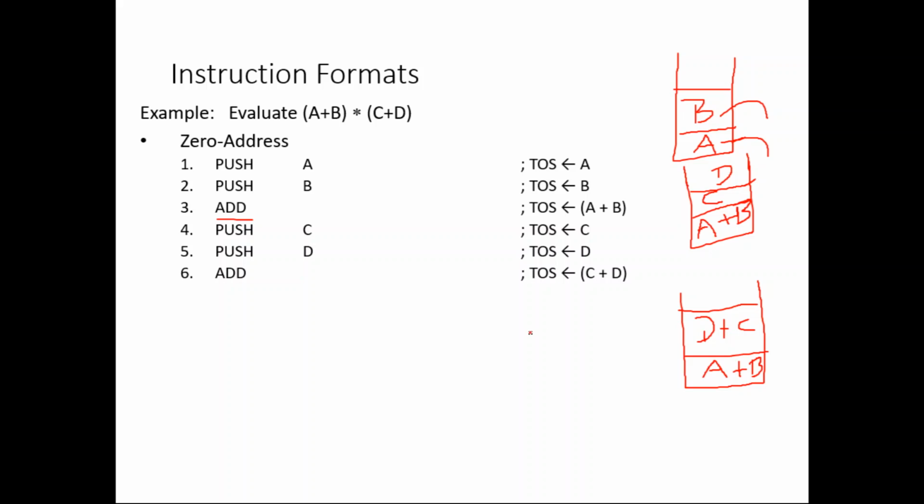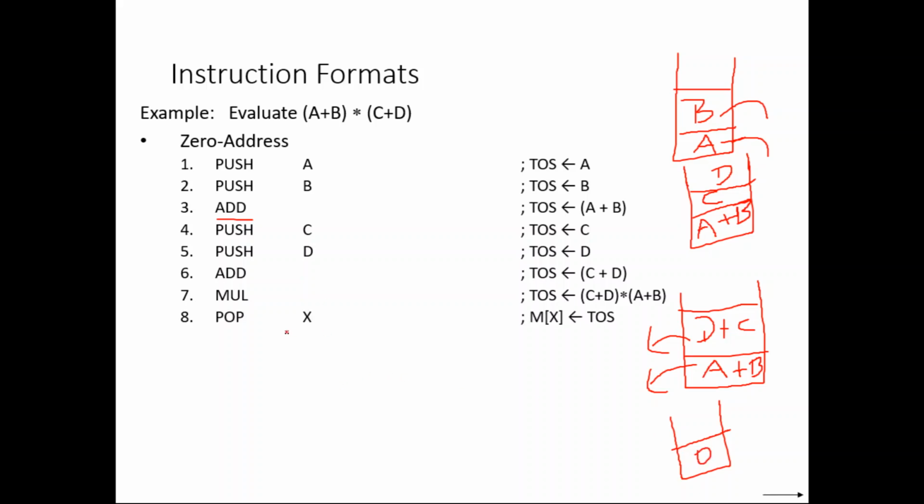So again we perform multiplication, which will pop out D plus C and A plus B, and these two will be multiplied, and that final result will be stored in the top of stack. That final result is nothing but A plus B star C plus D. Now that will be stored here. And pop X will take that final result out and store it in the memory location X. So this is how this instruction can be executed by using zero address format.